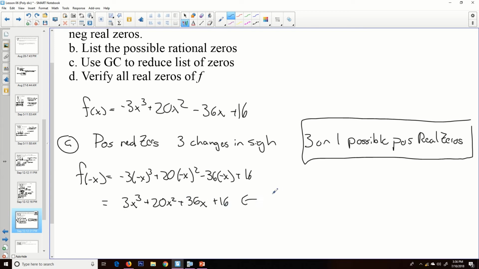So here I have 0 changes in sign. All right, and since I have 0 changes in sign, there are 0 possible negative real zeros.